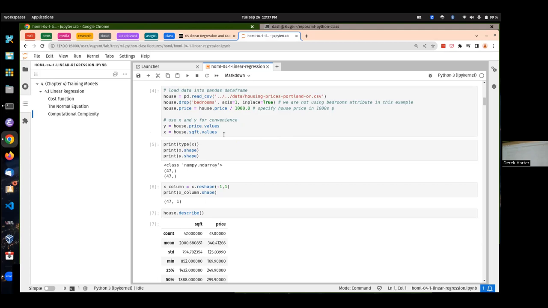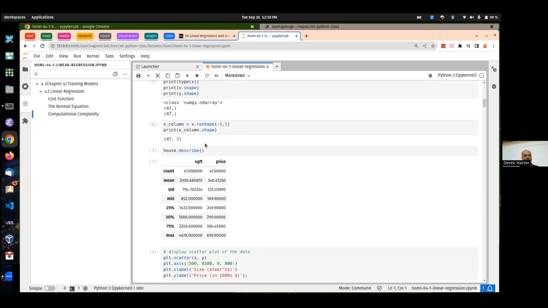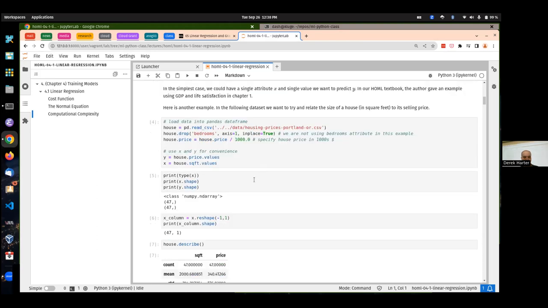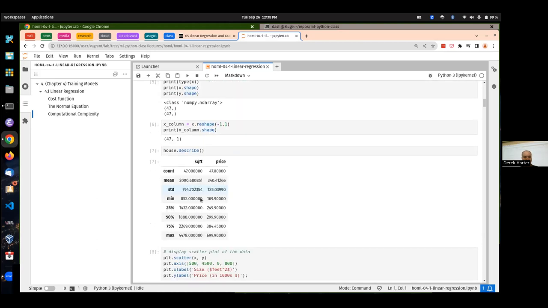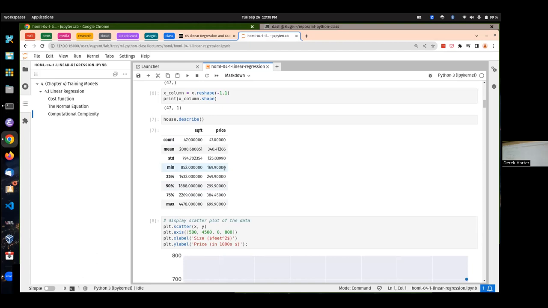So we're going to extract two features from this data set: the price and the square foot size of the houses. We're going to turn this into the simplest case. I guess maybe this data set only has those two in there. If you look at the original data frame, here's a description of the values. We've only got 47 samples in this data set. The square foot ranges from a minimum of 852 square foot up to 4,000 plus square foot.